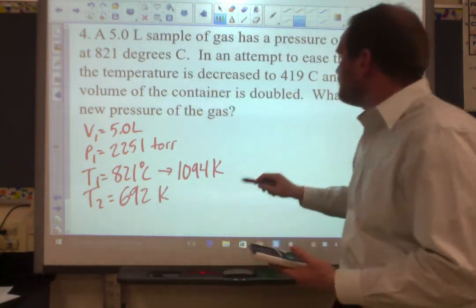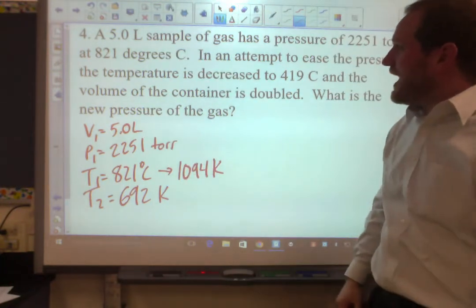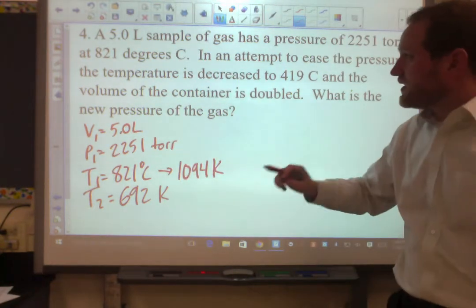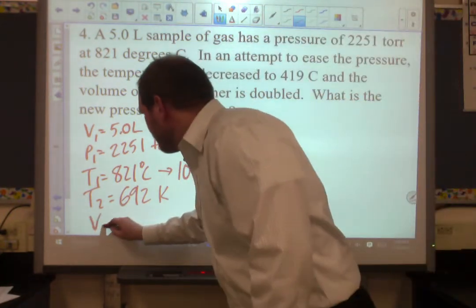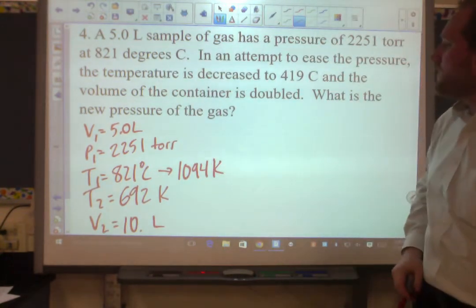And that's Kelvin. And the volume is doubled. So it was 5.0, we're going to double that. Technically with 2 sig figs, V2 equals 10. liters. We're looking for the new pressure.